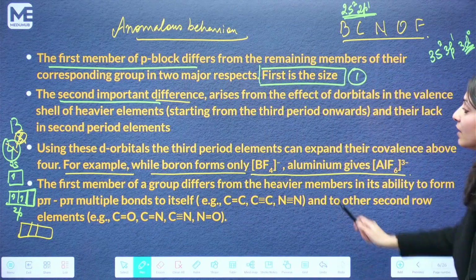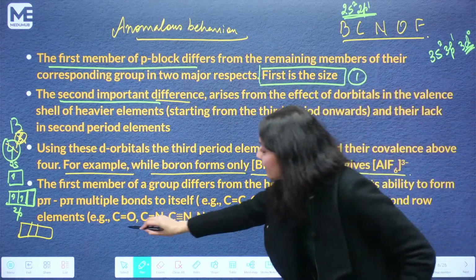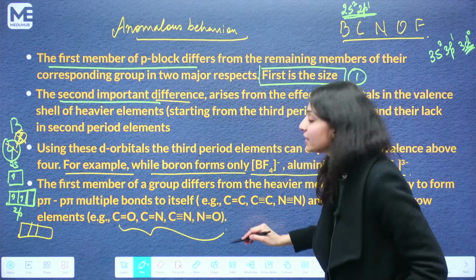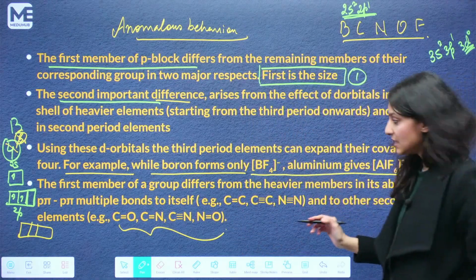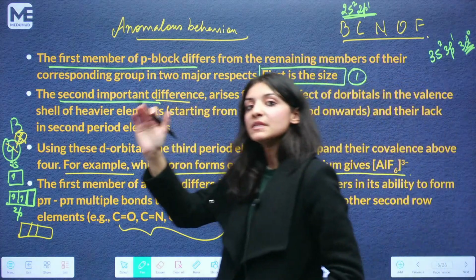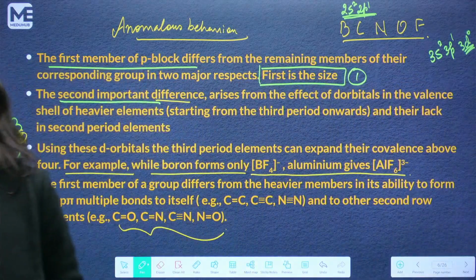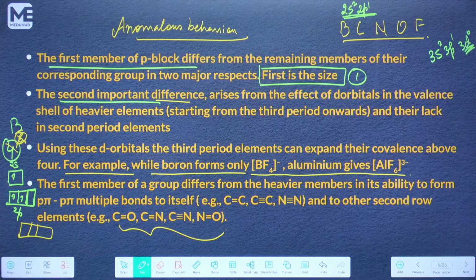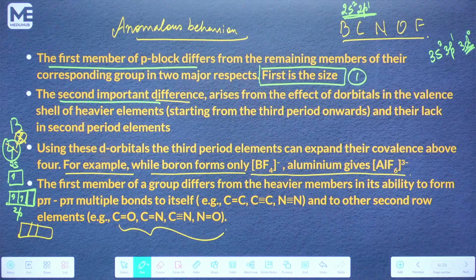All right. Now the last point here concerns more with group 14, 15 and 16. The lighter elements, carbon, nitrogen, oxygen, can form double or triple bonds, which are multiple bonds with each other. We will discuss this when we talk about group 14, 15 and 16.